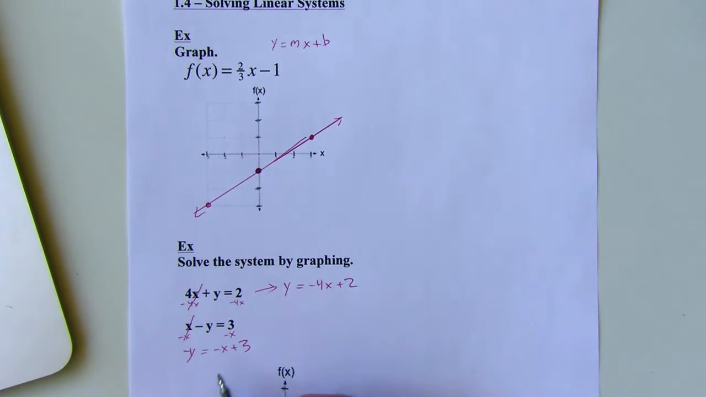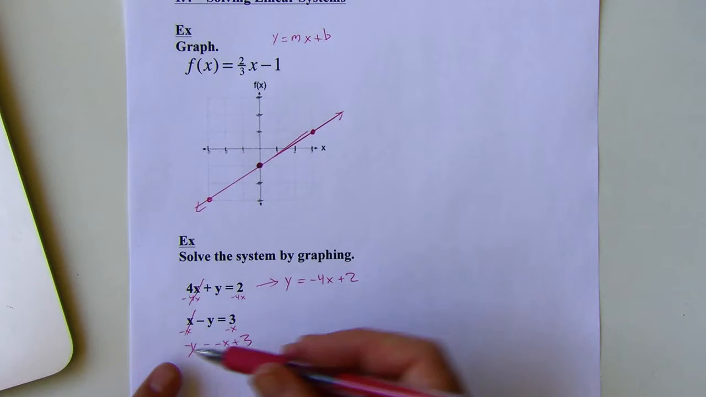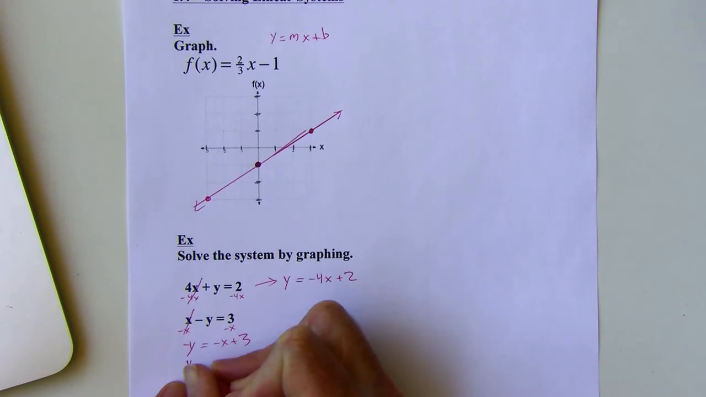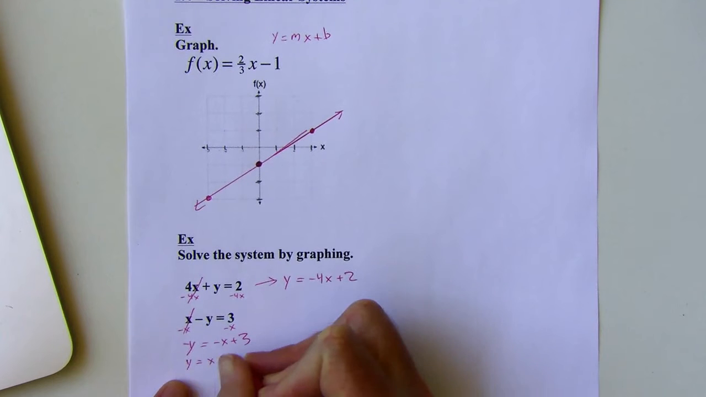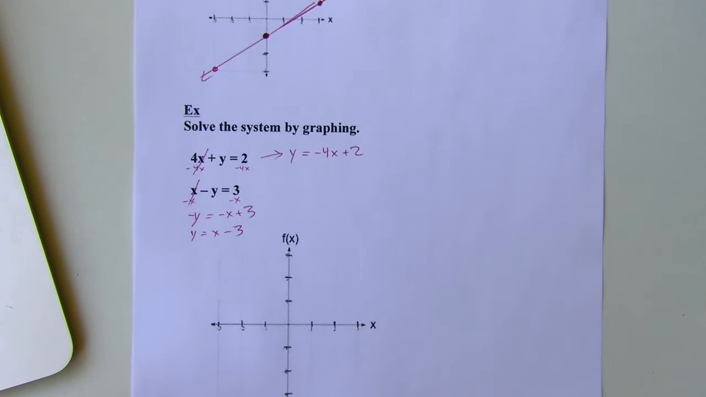I put the x in front of that again. Okay, but I want it to be y equals form, not negative y equals form. So I'm going to multiply everything by -1. So then that becomes positive, this becomes positive, this becomes negative, okay? And now these two equations are a lot easier to graph, okay?